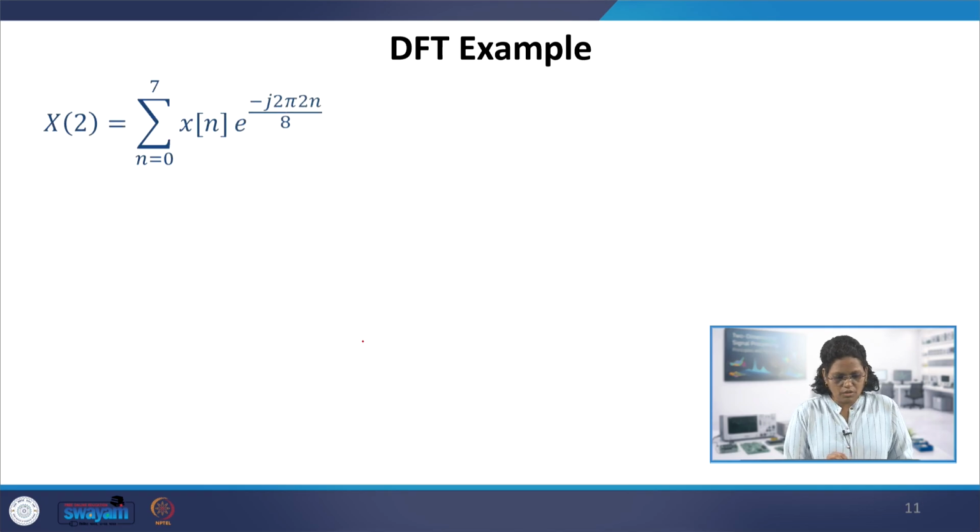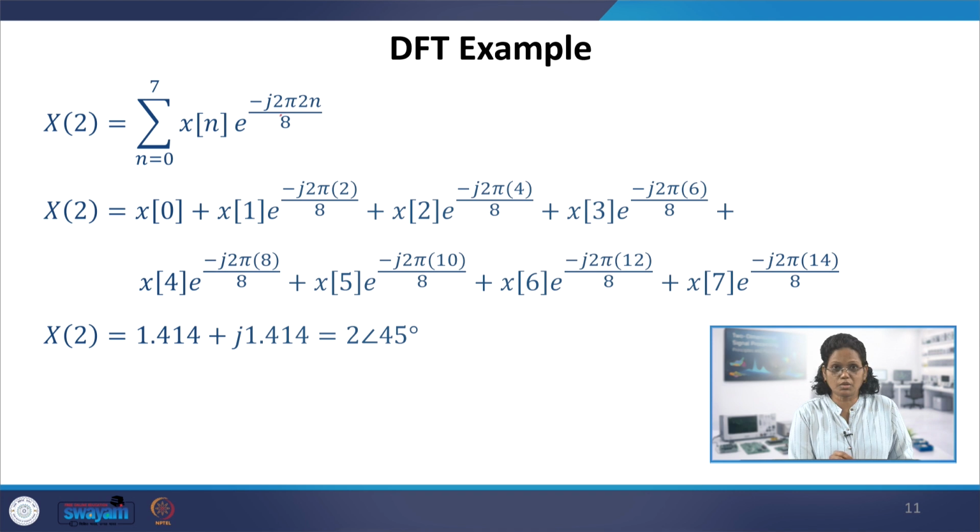And what is the value for k equal to 2, that is the second harmonic? In that we get the expression with k equal to 2, vary n, substitute the values of x of 0, 1, 2, 3, all of them together, and sum it over.